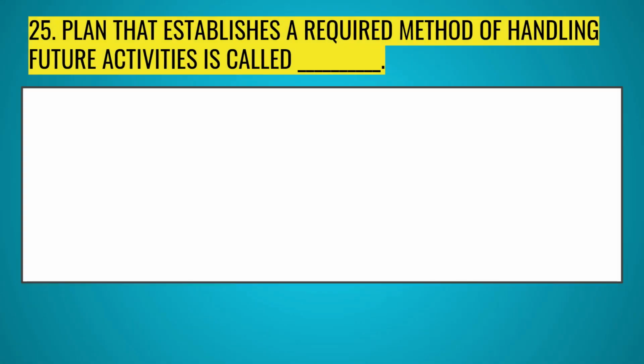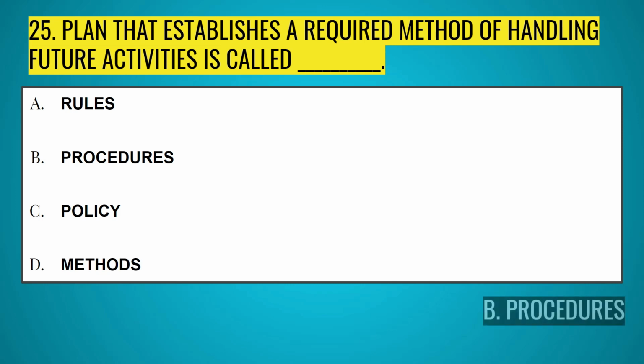25. Plan that establishes a required method of handling future activities is known as option A. Rules, B. Procedures, C. Policy, D. Methods. The answer is option B. Procedures.